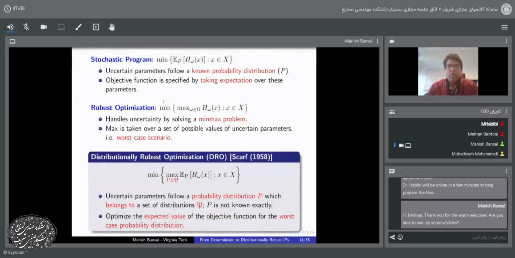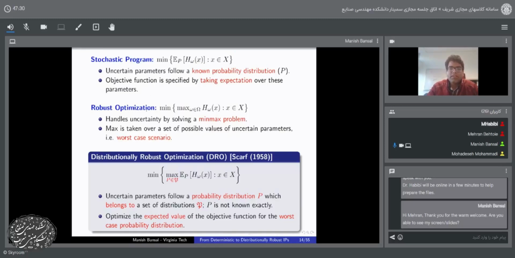There is a new framework referred to as distributionally robust optimization, which is a kind of hybrid of stochastic optimization and robust optimization. So in stochastic programming, even if it is not a two-stage setup, the uncertain parameter follows a known probability distribution, and the objective function is specified by taking expectation over these parameters.